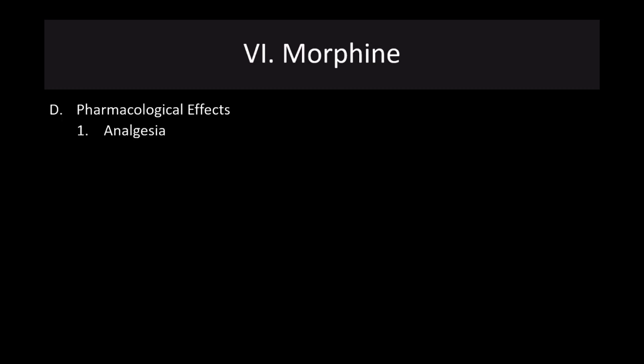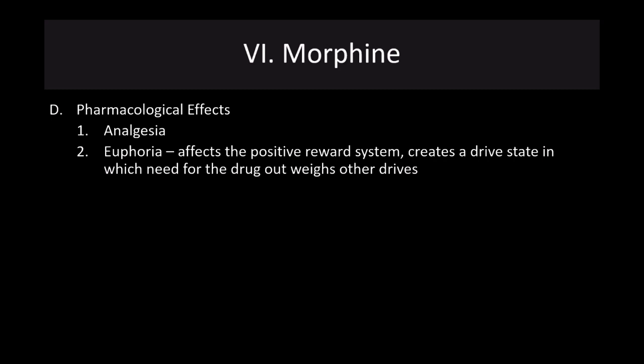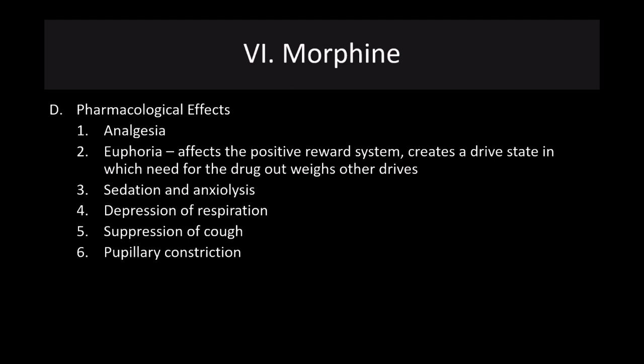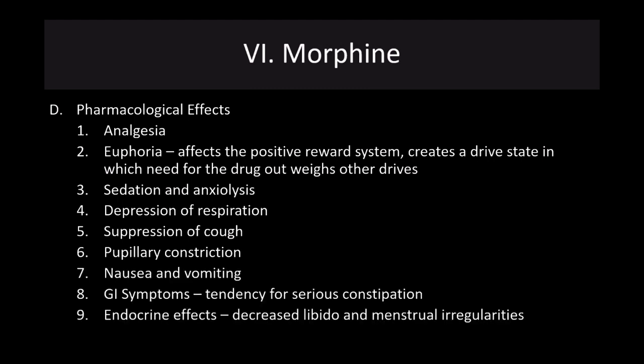In terms of the pharmacological effects of morphine, of course, there is analgesia, with some euphoria, which is that reward system we've talked about. It often creates a drive state in which need for the drug can outweigh other drives, so it's very important to watch for that. It is sedating and relieves anxiety, depresses respiration, suppresses cough, causes pupillary constriction, and has a tendency for serious constipation. There are also some endocrine effects, including decreased libido and menstrual irregularities in women. So, a variety of pharmacological effects. This is one of the pretty dangerous drugs if not used under appropriate supervision.